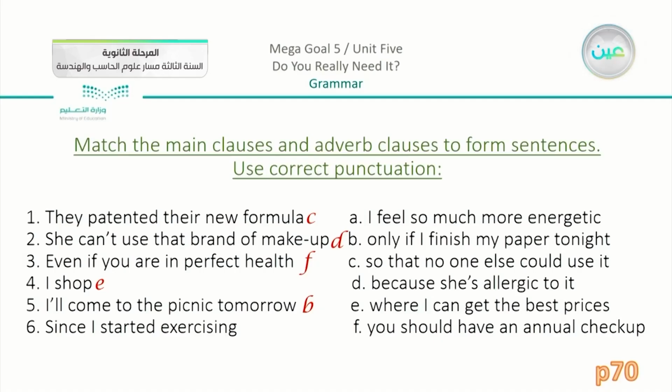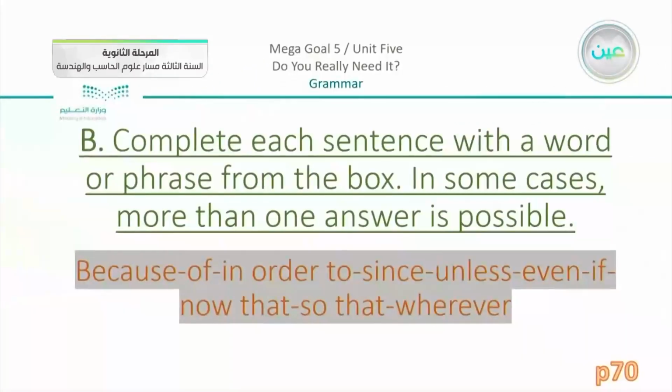The last part is going to be 6, since I started exercising. Since we are connecting to something that has a result of exercising, we are going to see I feel so much more energetic. So A is the suitable answer for the last part. Now moving on, we have the other exercise, also on page number 70. Now complete each sentence with a word or phrase from the box.